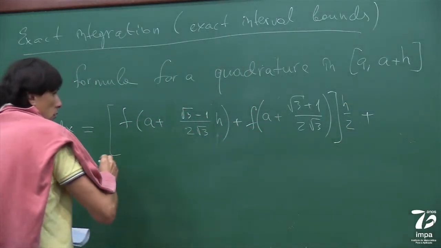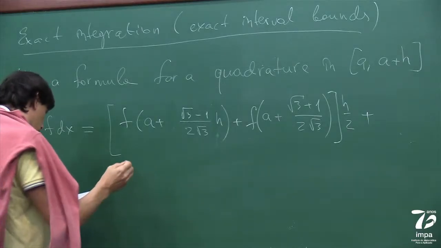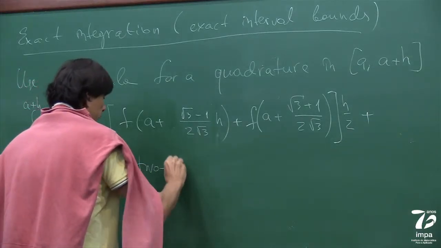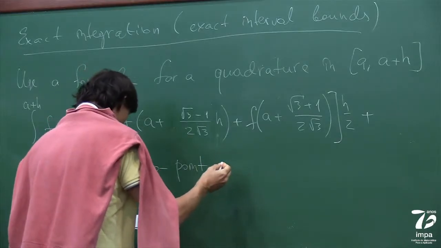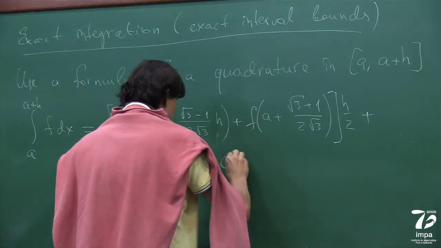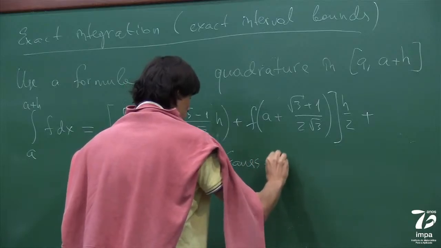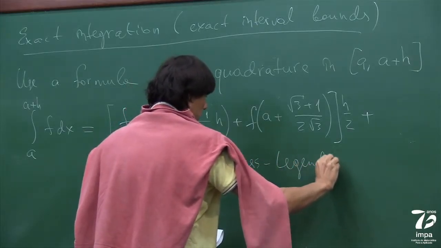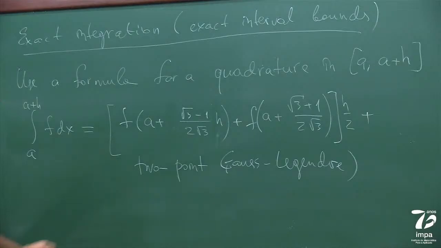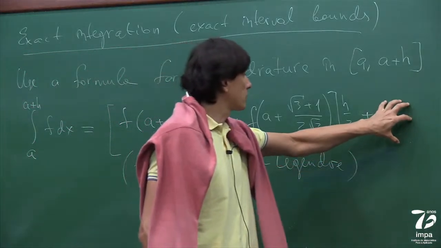So this is what's called the two-point Gauss-Legendre quadrature. We were always writing it for the interval between -1 and 1, and I tried to make it for an arbitrary interval. Okay, it should be correct. And then what's important is that we have exactly the extra term.